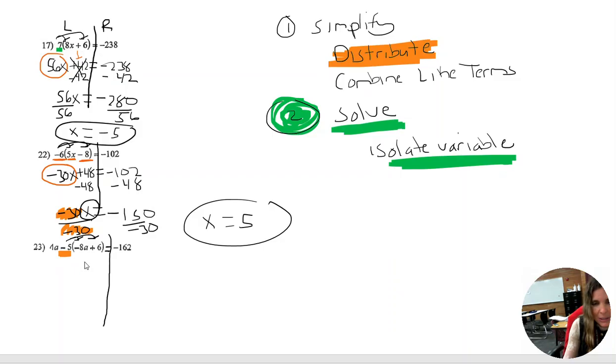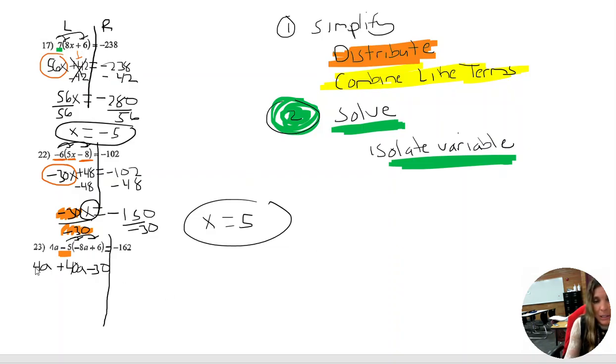So that gives us a positive 40a. Negative 5 times positive 6 is a negative 30. This is a positive 40a, and on this left side, I still have a 4a. So I am not done yet with simplifying the left side. I still need to combine my like terms, right? We've got to simplify first before we do anything with solving.